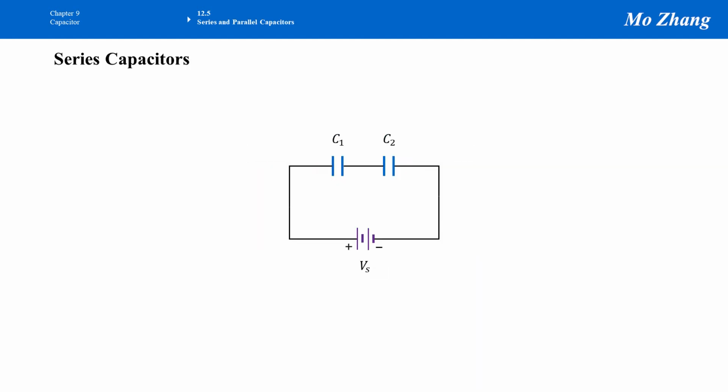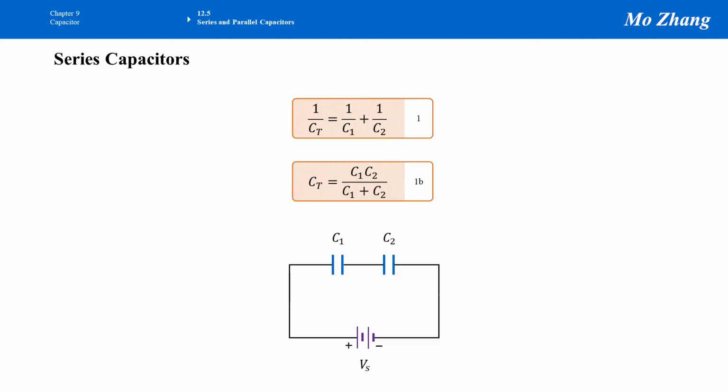When we have two capacitors connected in series, we can still apply that shortcut formula, but for capacitors. That is, the total capacitance Ct equals C1 times C2 divided by C1 plus C2. This is the same formula that we use to find the total resistance in parallel.